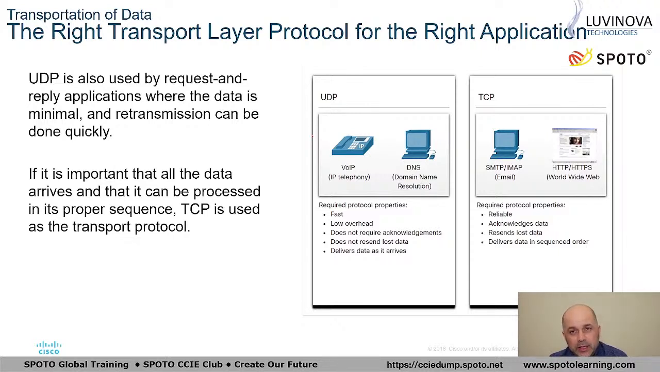The TCP, on the other hand, is a reliable protocol. It acknowledges the data, which means it checks if all the data arrived, then resends the lost data and delivers data in sequence order. The reliable services are web browsing and emails, for example.